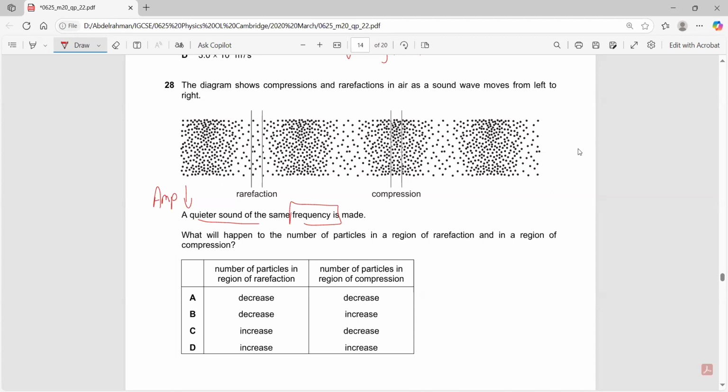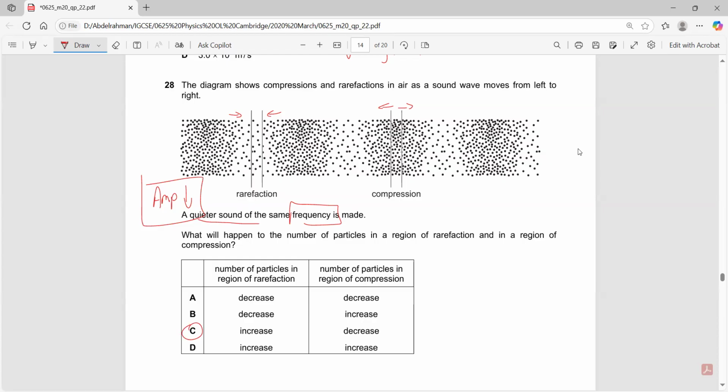Therefore, the particles in the compression would get a little further apart, right? And in the rarefaction, they would get a little closer together. I'm talking about very slight changes. The compressions would be less compressed and the rarefactions would be less rarefacted. Therefore, the number of particles in a rarefaction would actually increase and the number of particles in a compression would decrease. This is due to decreasing the amplitude. When you decrease the amplitude, this is what happens.